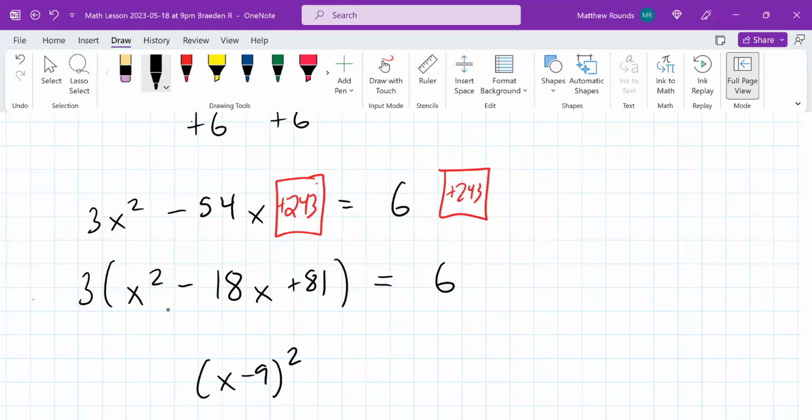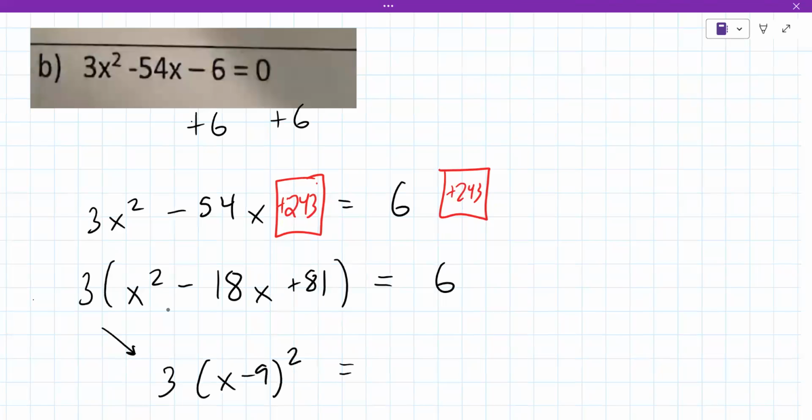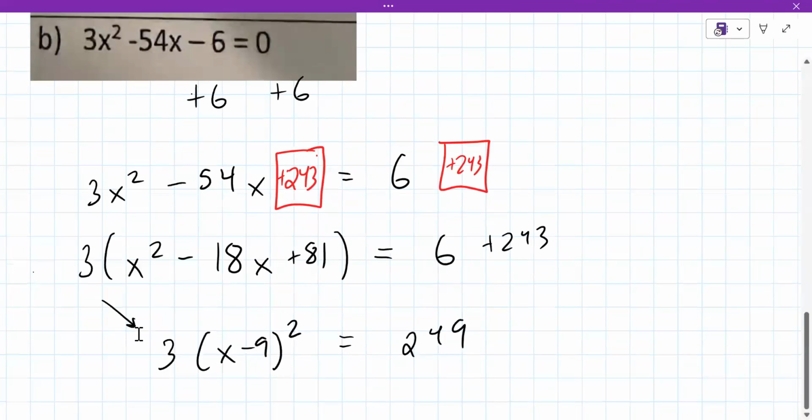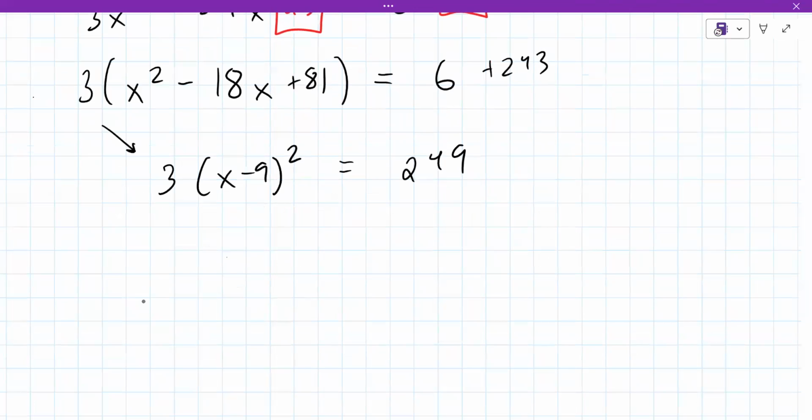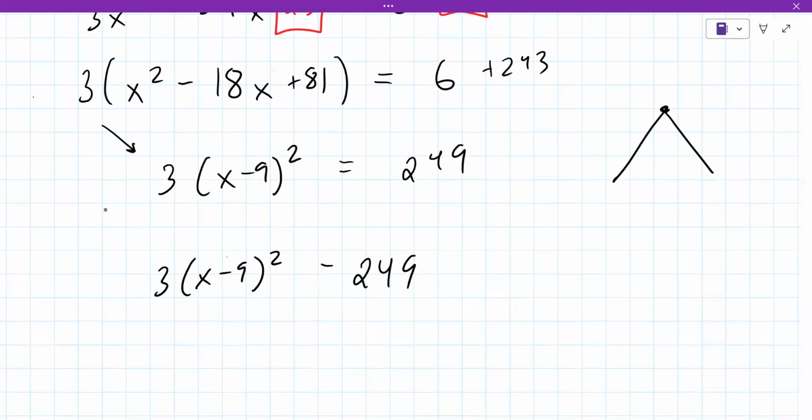The instructor chose huge numbers. I don't know why, but it doesn't matter. So you get 249. X minus 9 equals the square root of 249. But you're not solving again. You're rewriting. Always important to remember that. Y equals 3 times x minus 9 squared minus 245. Okay, very good. Why don't you try 3C on your own, please?